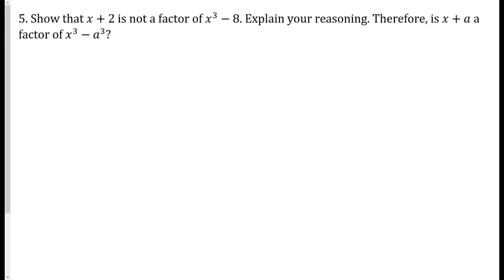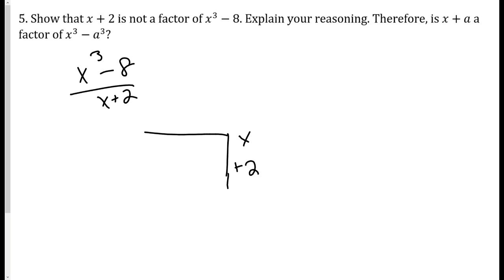Number 5, show that x plus 2 is not a factor of x cubed minus 8. So if x plus 2 was a factor of x cubed minus 8, I could multiply something times x plus 2 to get x cubed minus 8. So let's do x cubed minus 8 divided by x plus 2 and see what happens. Let's see, is there something times x plus 2 that gives me x cubed minus 8? I'll do the reverse tabular method. You could do long division.